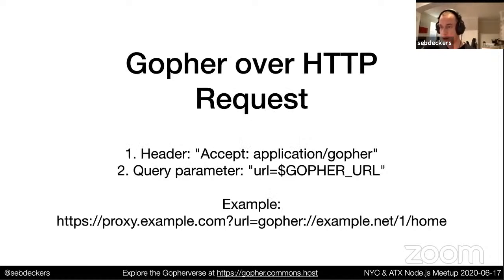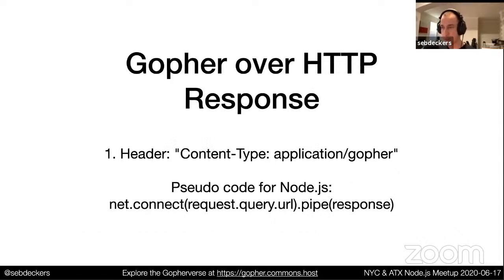Now, the Gopher request just has a header, the application/gopher MIME type, and you stick the Gopher URL into the query parameter, and that's it. So if you curl that URL there, proxy, obviously you have to run a Gopher proxy, but if you just provide a URL like that to a Gopher over HTTP proxy, you'll get back a Gopher page over HTTP. The response will contain, again, application/gopher as its content type header. So you can imagine that with Node.js, it's almost a one-liner.